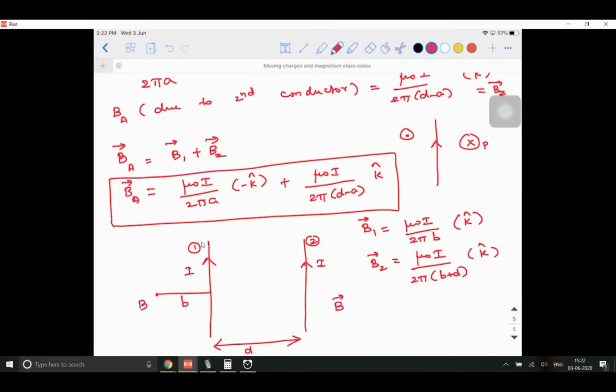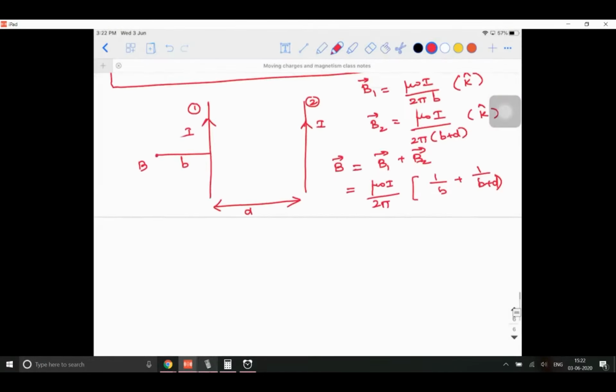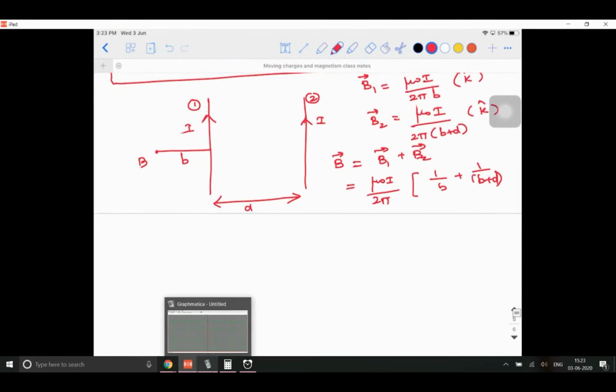So what is going to be the net value of magnetic field at that point? It will be B1 vector plus B2 vector. That is going to be mu naught I divided by 2 pi into 1 by B plus 1 by B plus D, k cap. So this is going to be the final result. With a similar way, I'm leaving the point C to you. You can do it. Okay.